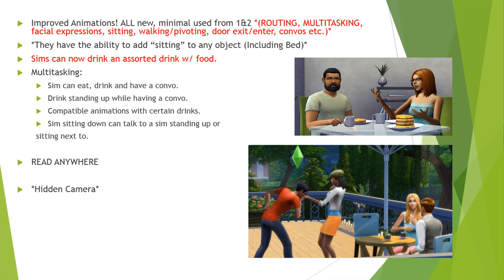And for the first time ever, Sims can now drink assorted drinks with their meals. Like, they can have milk with their pancakes. In that picture, they're having nectar by the trees on the deck. They can eat and drink. Like in that pancake picture, they're drinking coffee and eating. They can do that at the same time.